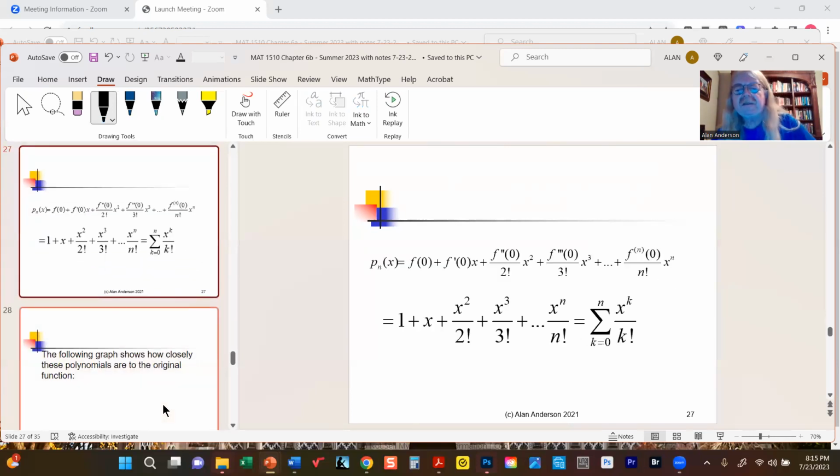If you keep going, you'll see that in general, here's what you have. You've got the infinite series, x to the k power over k factorial. This equals e to the x.